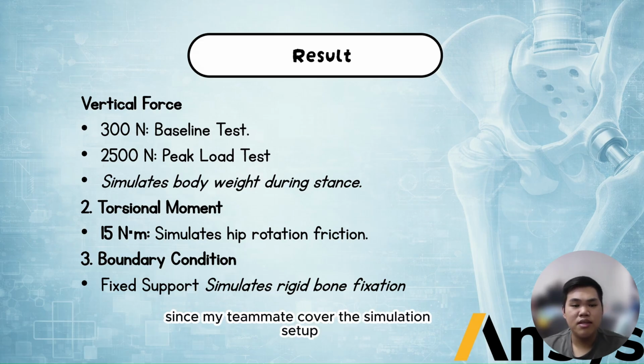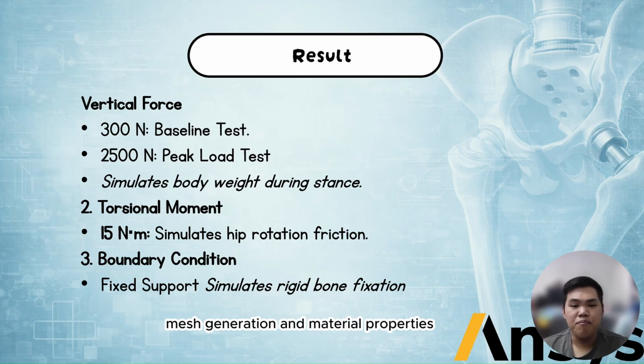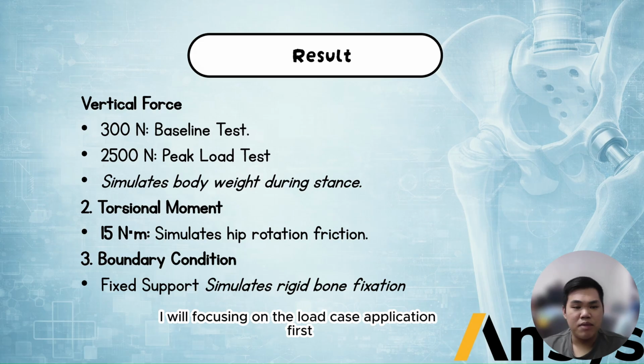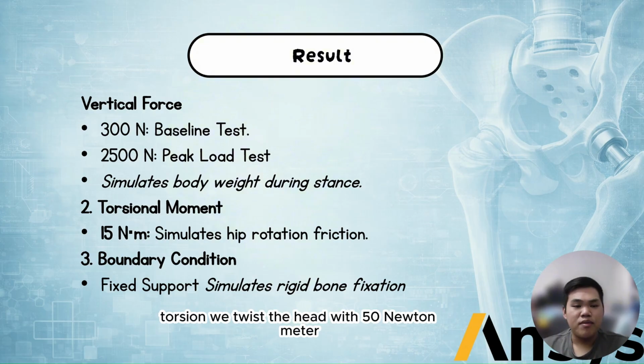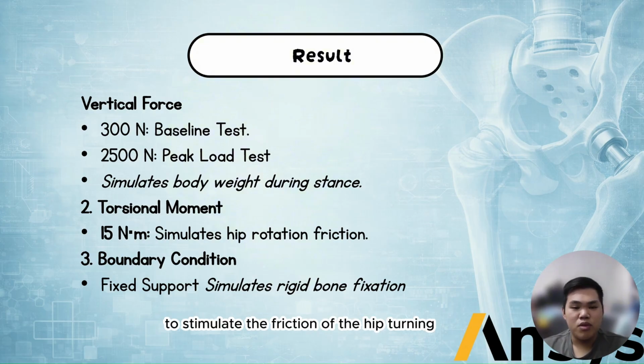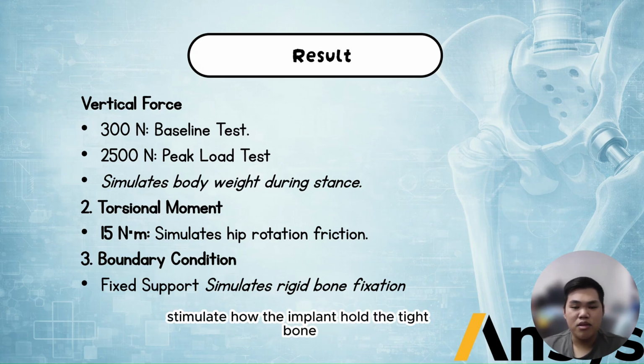Since my teammate covered the simulation setup, mesh generation, and material properties, I will focus on the load case application first. For the vertical force, we pushed down on the cup with 300 Newton for the baseline test, and then we moved to 2,500 Newton to simulate the peak weight during walking. Second, torsion. We twist the head with 50 Newton meter to simulate the friction of the hip turning. Finally, we apply a fixed support to the bottom of the stem, to simulate how the implant holds the tight bone.